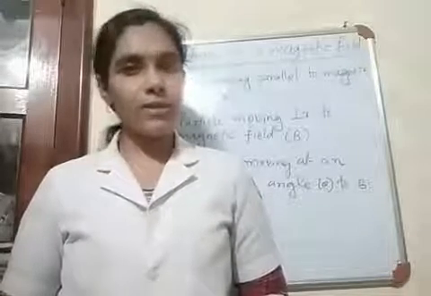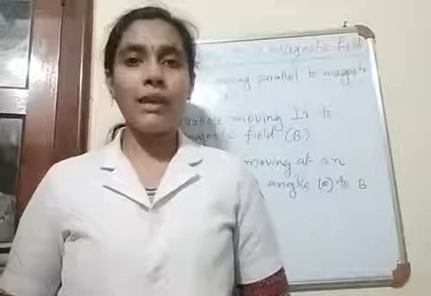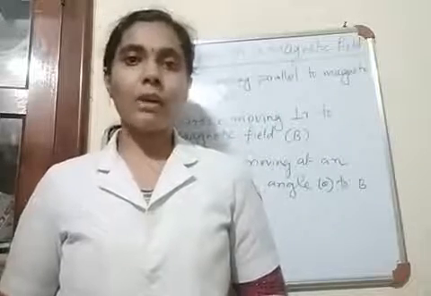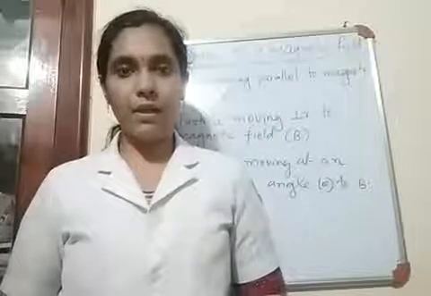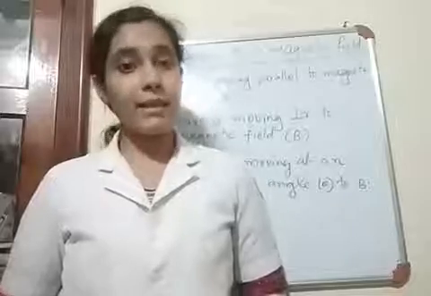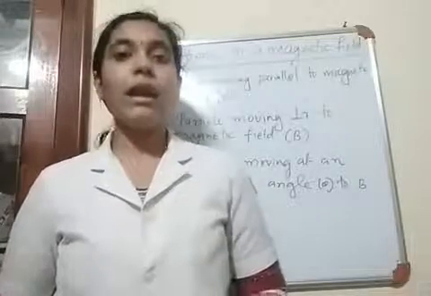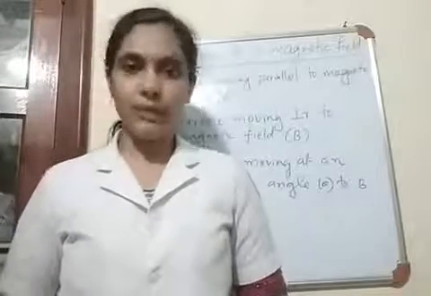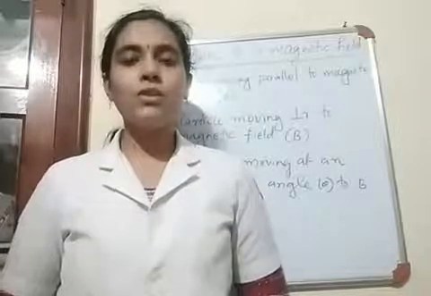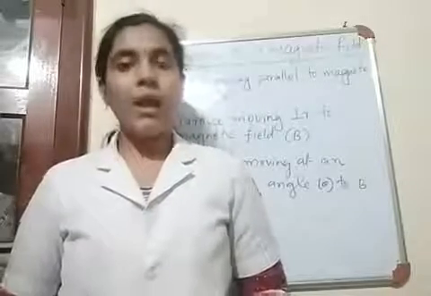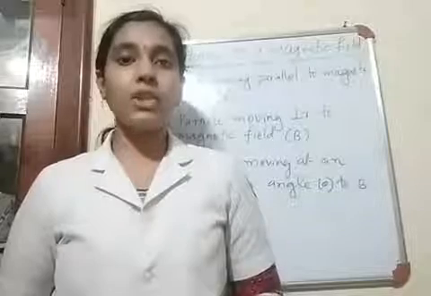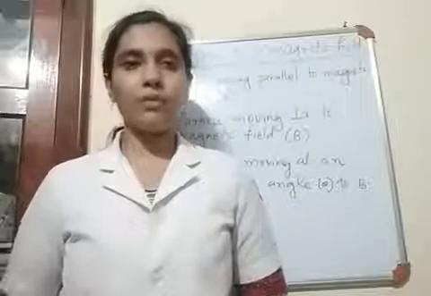And what was the second expression? It was I into L cross B, or ILB sin theta, where I is the current, L is the length element of the conductor, and B is the magnetic field. Okay, so today we will discuss the motion of a charged particle in a magnetic field.